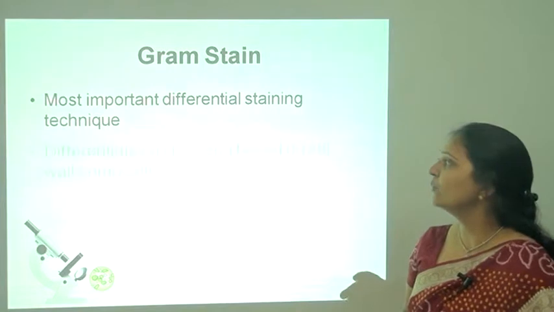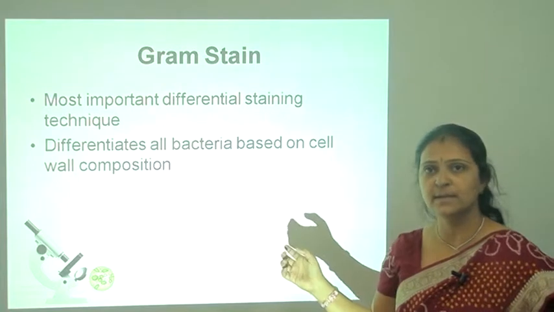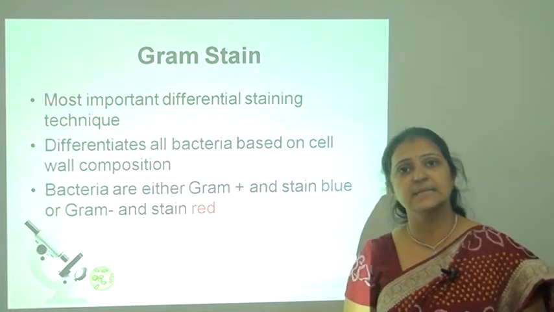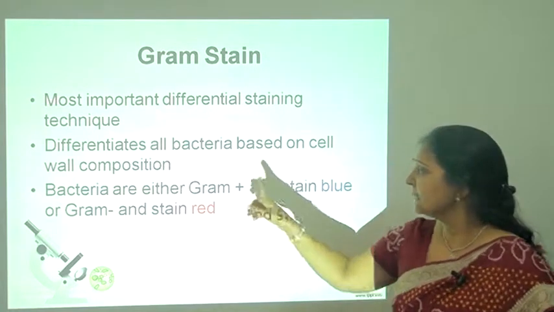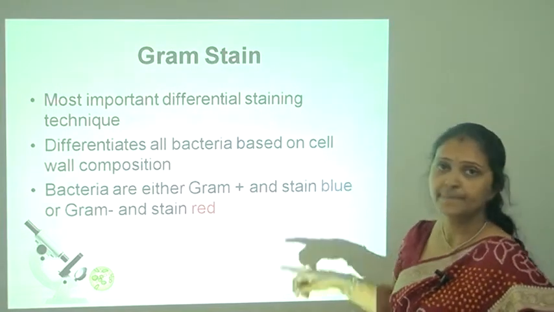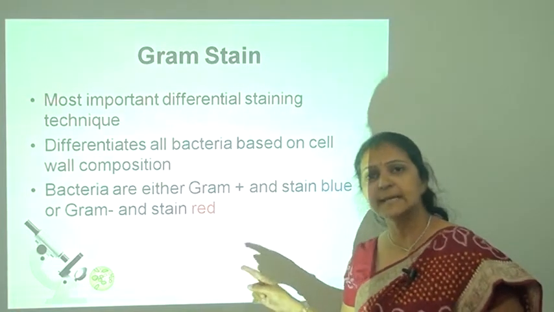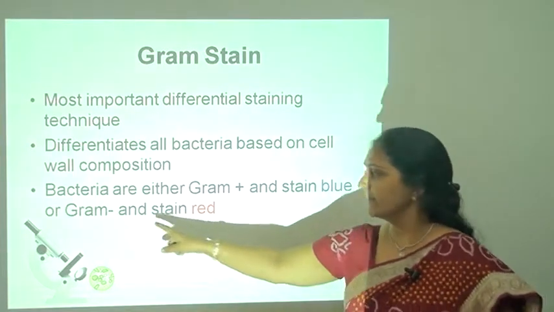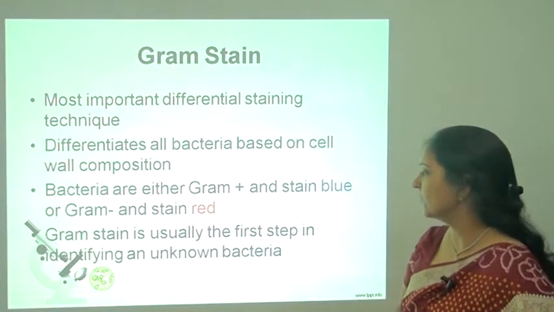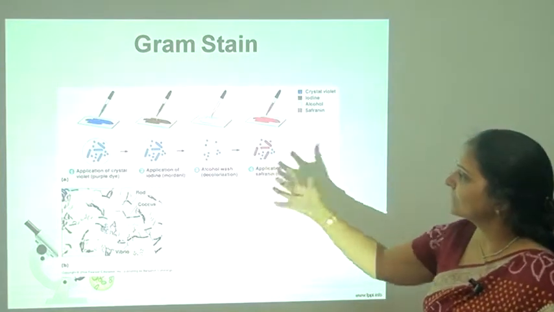Gram staining is the most important differential staining technique. It differentiates bacteria based on cell wall composition: gram positive bacteria and gram negative bacteria. Gram positive bacteria possess peptidoglycan in their cell wall, so they are stained with crystal violet and appear blue. Gram negative bacteria possess lipopolysaccharide in their cell wall and are stained by the safranine dye, appearing red. So we can easily differentiate gram positive and negative bacteria, and it is the first step to identify unknown bacteria.